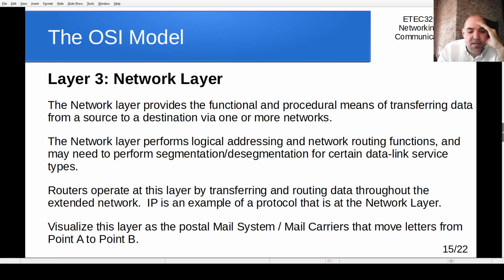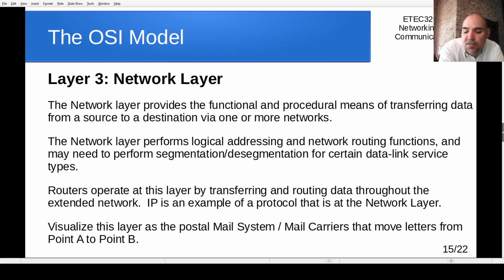So when I talk to something like the university's computer system, and it's on a particular IP address, that IP address isn't the hardware address of that, it's the logical address of it. So what the network layer does is it routes packets from source to destination, maybe going through multiple networks. It could be a direct connection, but it could also go across a lot of different networks. So the network layer performs logical addressing, network routing, and it might also need to perform segmentation and desegmentation for certain data link service types.